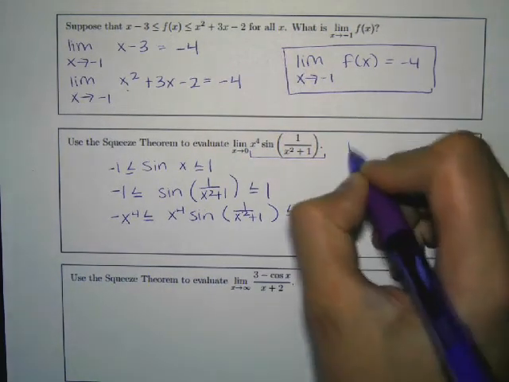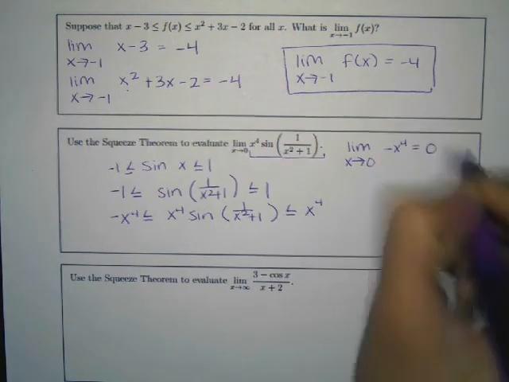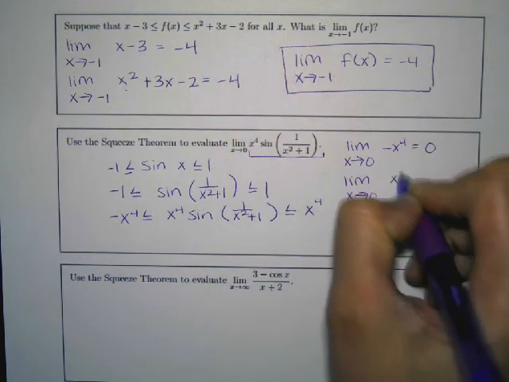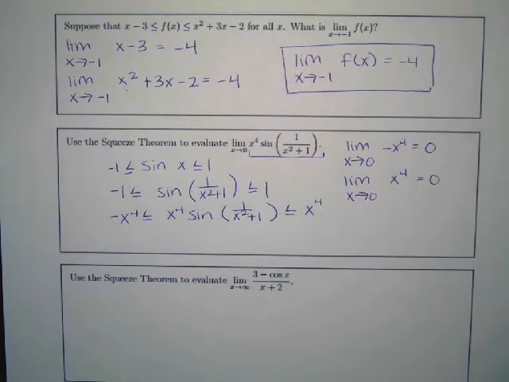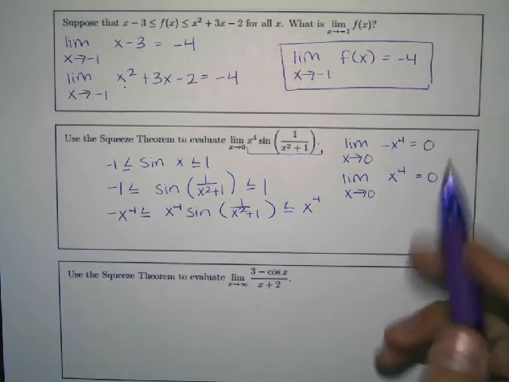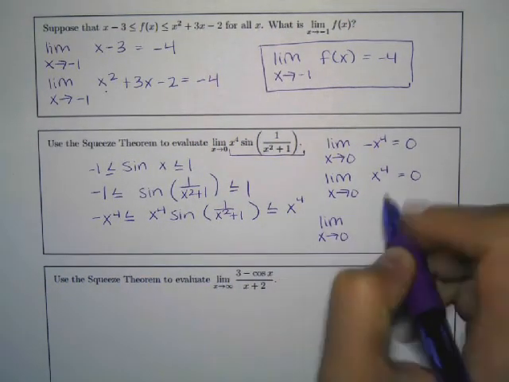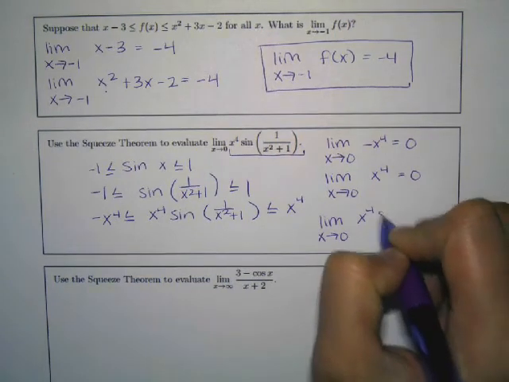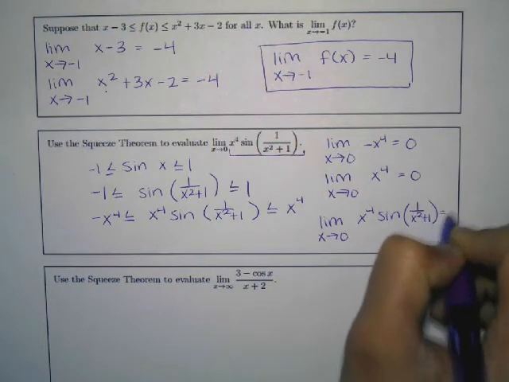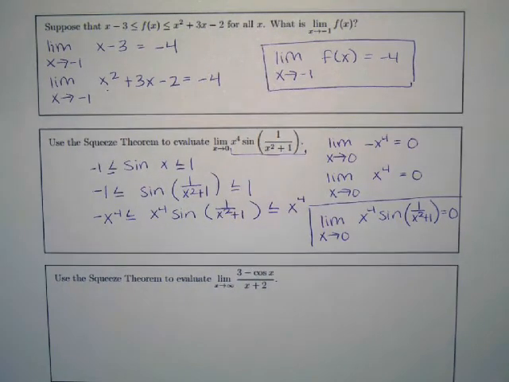So I'm going to say the limit as x approaches 0 of -x to the 4th is 0. And the limit as x approaches 0 of positive x to the 4th would also be 0 if I plugged it in. And so because the bottom and the top agree with each other, then I can make the conclusion that as x approaches 0 of this whole function right here, the limit should be 0. And I can make that conclusion by the squeeze theorem.